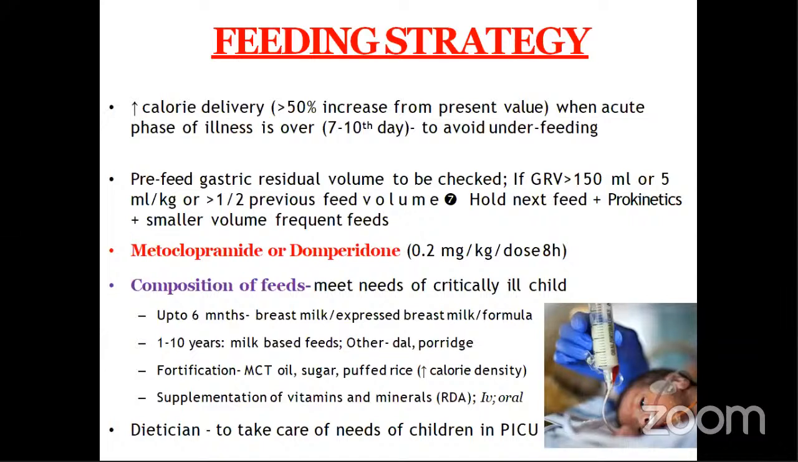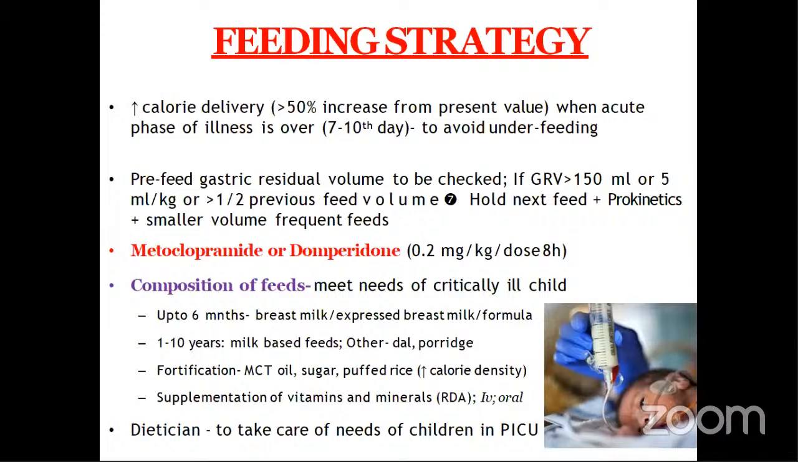It should be such to meet the needs of the critically ill child, which in up to 6 months of infants, would be breast milk or express breast milk or formula. In children between 1 to 10 years, milk-based feeds or others like dal and porridge also can be given. In order to increase the caloric density of these feeds, we can fortify them with the help of MCT oil or sugar or puffed rice.